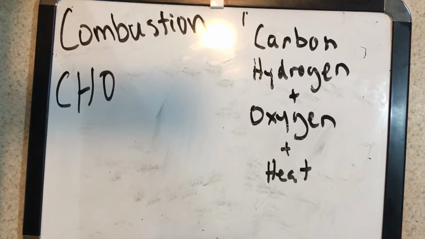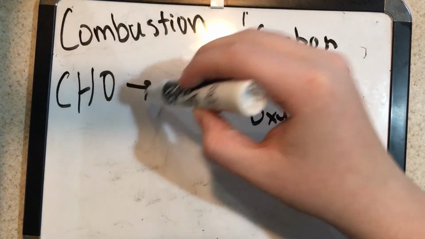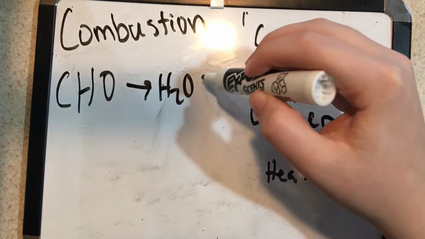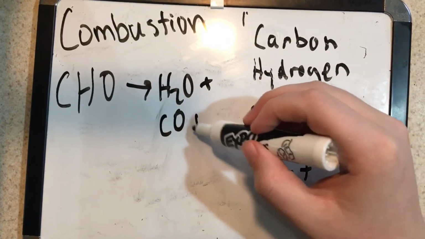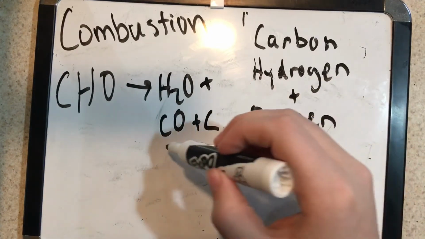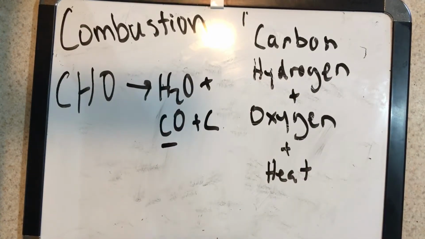In a combustion reaction, there can be an incomplete combustion reaction in which there's a weak presence of oxygen, which yields H2O as normal, but instead of CO2, it yields carbon monoxide and carbon. And this is bad because carbon monoxide is a very poisonous gas.